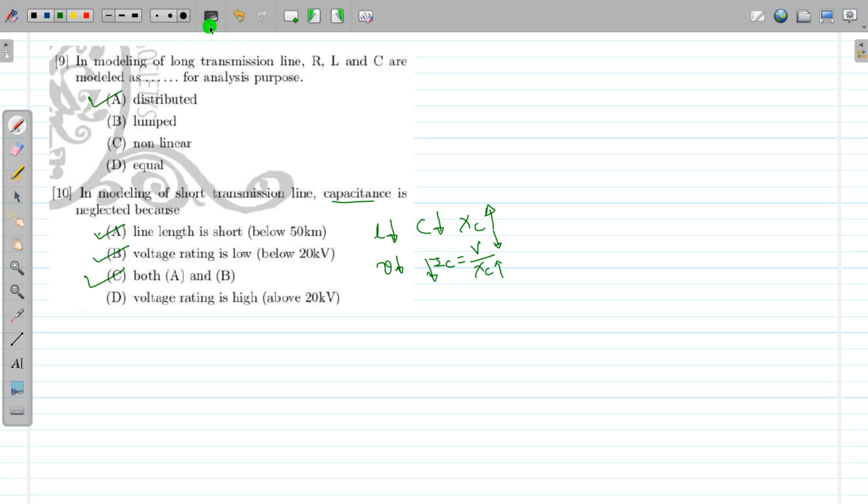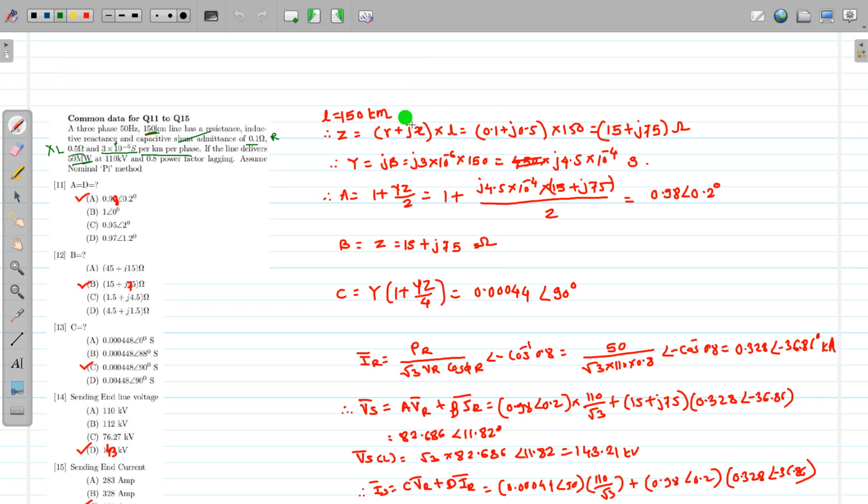Okay, so let's discuss the next question. Here the common data is given from question 11 onwards. So let's observe this common data.